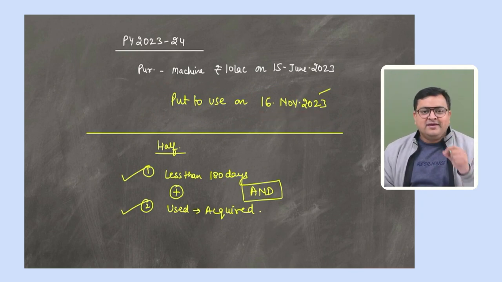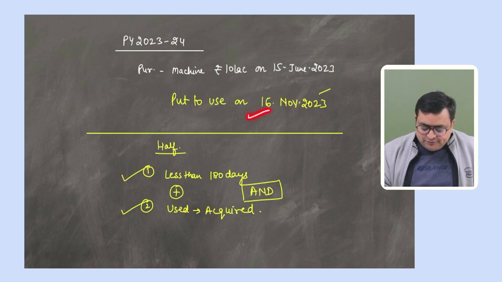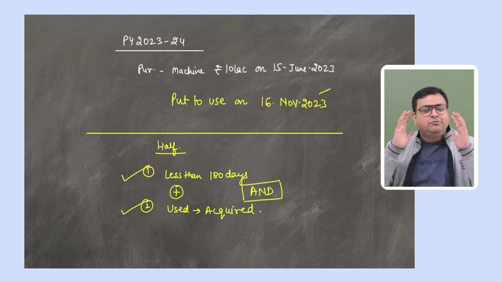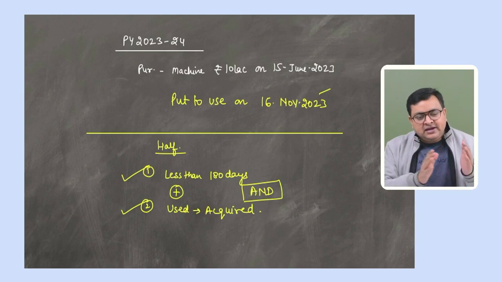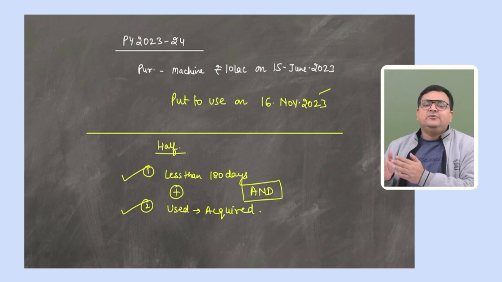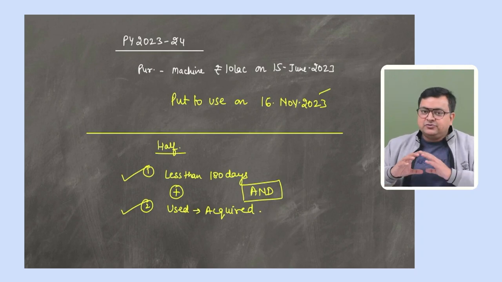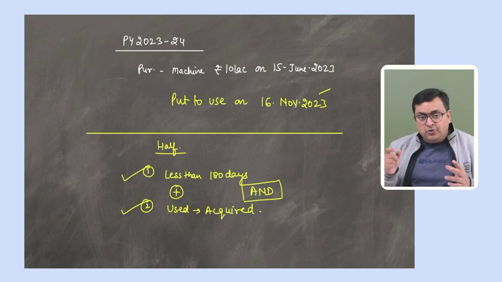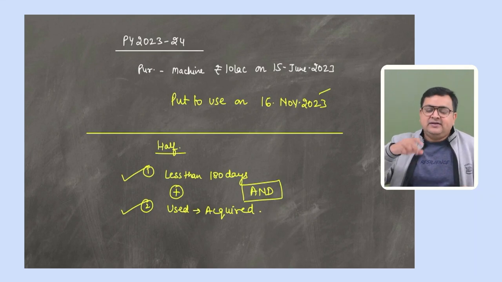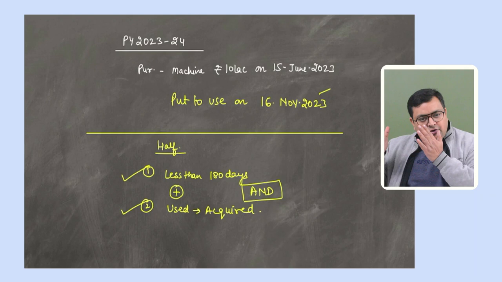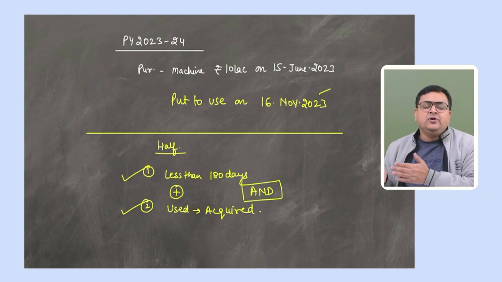No. Here, please remember, once the asset is put to use, then all subsequent days will be counted. It is not so that only that day when you are using it, it is getting used. No, all subsequent days will be counted, whether on those subsequent days you are using it or not.